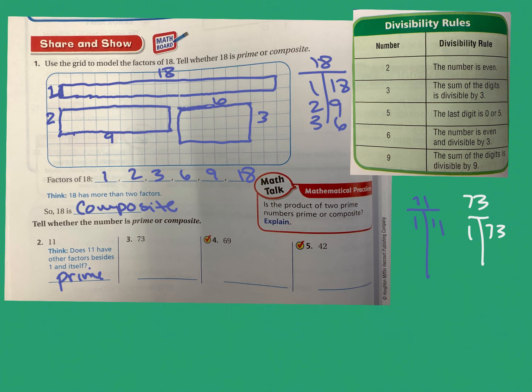It is not even, so it's not divisible by 2. The sum of its digits, 7 plus 3, 7, 8, 9, 10. 3 doesn't divide into 10 equally, so it's not divisible by 3. It doesn't end in 0 or 5, so it's not divisible by 5. It is not even, so not divisible by 6. The sum of the digits needs to be divisible by 9. 10 is not divisible by 9, so it's not divisible by 9.